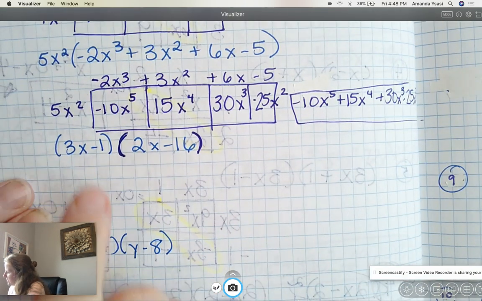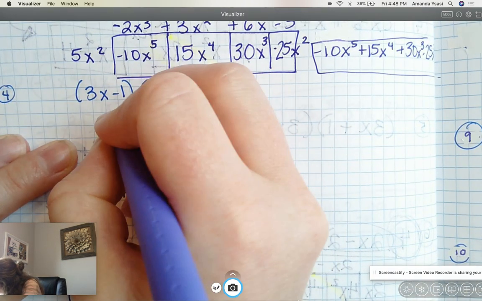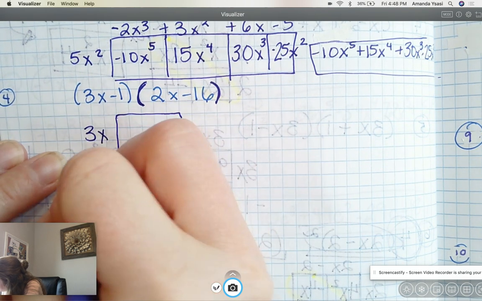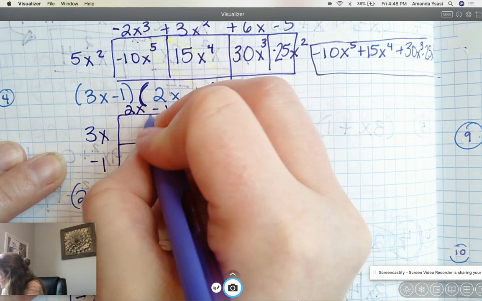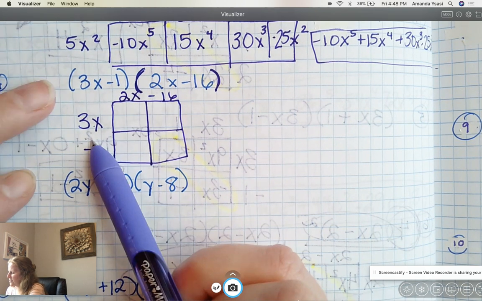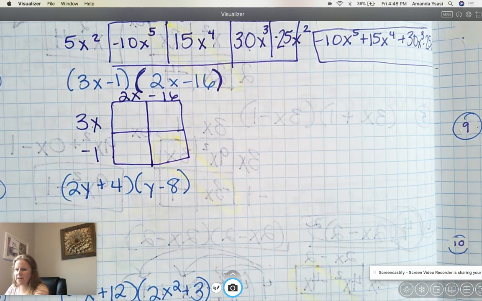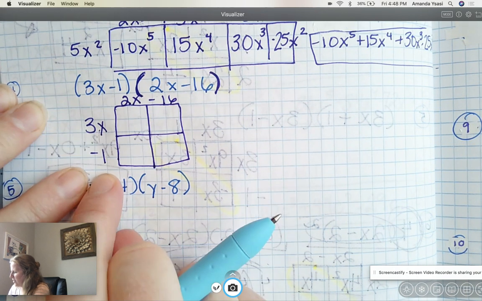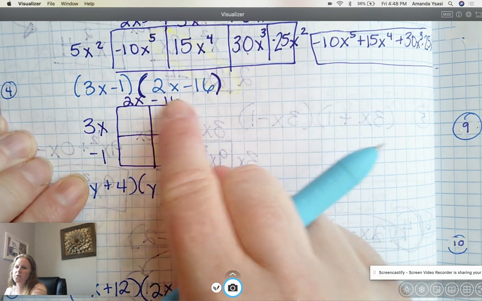All right, the next one is a binomial times a binomial. So this is where we have a box. So we have 3x minus 1 and 2x minus 16. Okay, so what I'm noticing about myself is that I'm flipping these. So you just decide which way you want to do it, and you just do it that way. It doesn't have to be any particular way. Like this one doesn't have to be on top, and it doesn't have to be here. Just make sure you have one going vertically and one going horizontally.